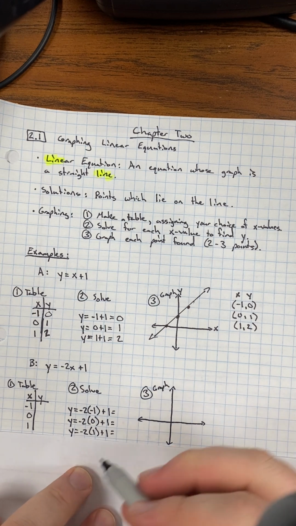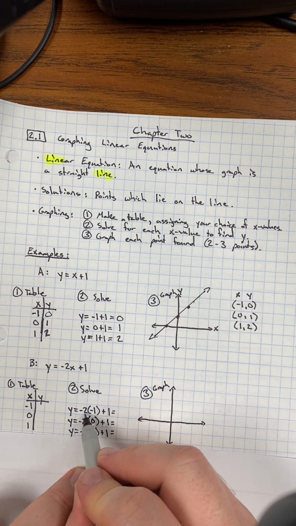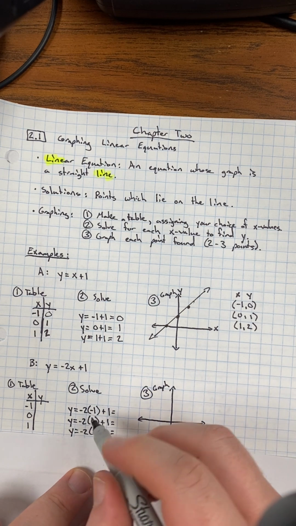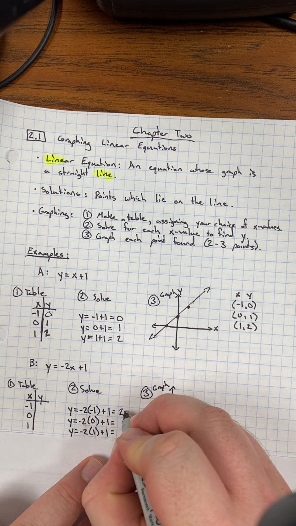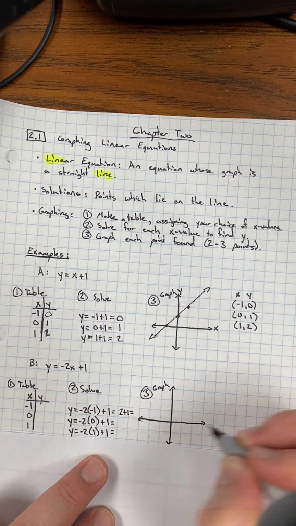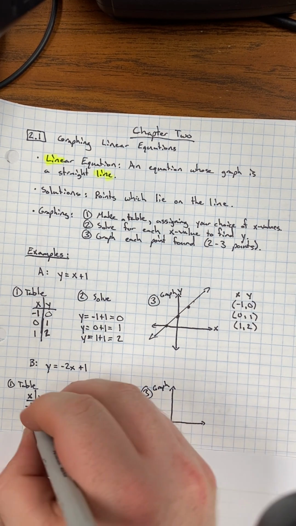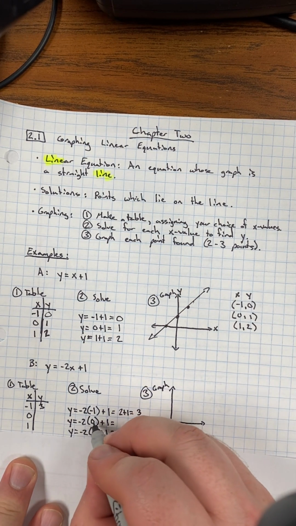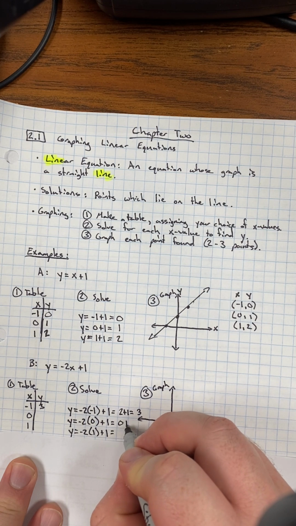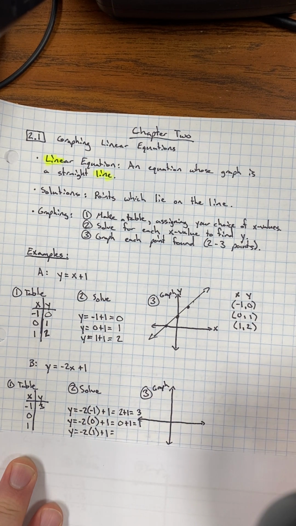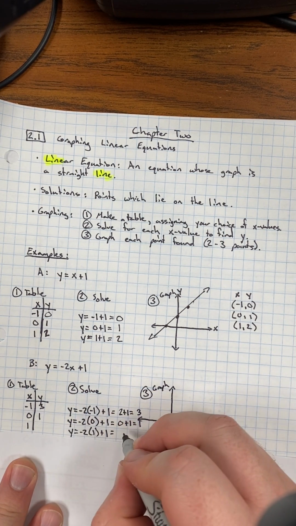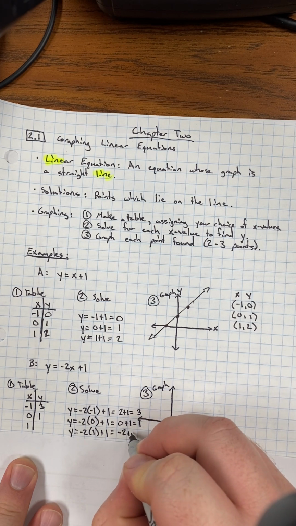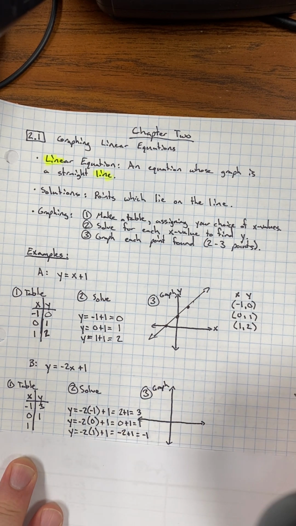So when I solve, I plug in -1 for x. -2 times -1 makes 2. So I get 2 plus 1, and 2 plus 1 makes 3. Okay, so I plug in 3 for my y value here. I move on to the next one. -2 times 0 makes 0, plus 1 makes 1. So I put 1 for my y value. Okay, next one, -2 times 1 is -2, plus 1 equals -1. So now I've got 1, -1.